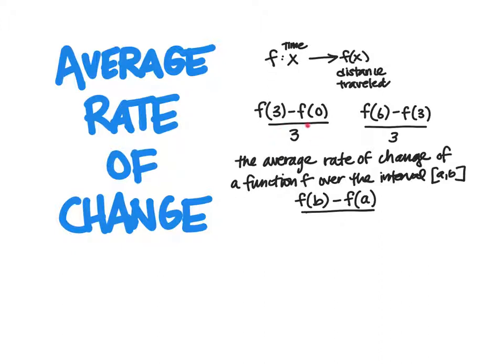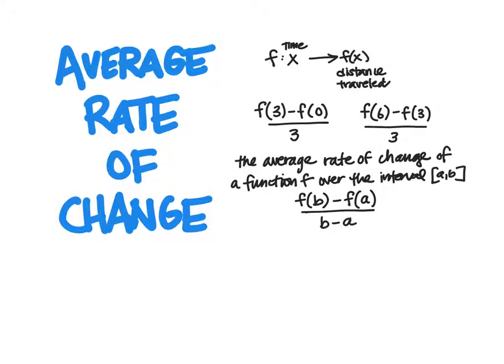So how to find the length of an interval? Well, here the interval was 0 to 3. Here the interval was 3 to 6. The quick, straightforward way to do that is to take the end of the interval here and subtract off the beginning of the interval here. So we have f of b minus f of a over b minus a.